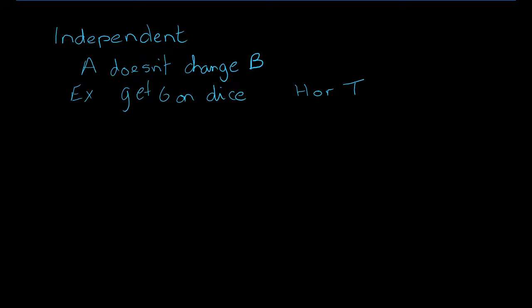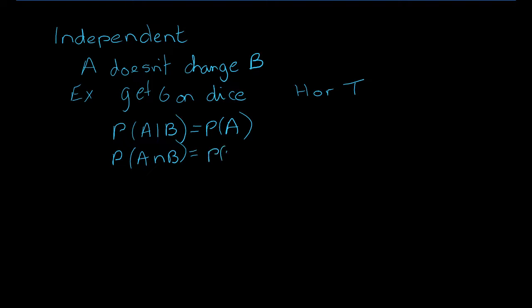So let's look at the notation. If something is independent, that means that the probability of A given B equals the probability of A, because the probability of A is not changed dependent on whether B has happened or not. Now you may be asked to prove that something is independent, so you could use that, but we also have another version based on that, and that is that the probability of A and B equals the probability of A times the probability of B.